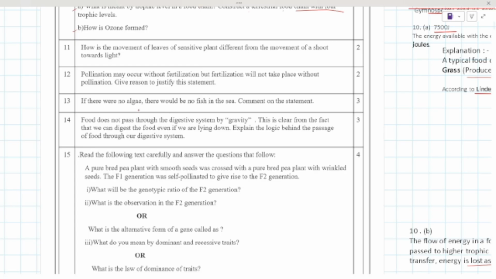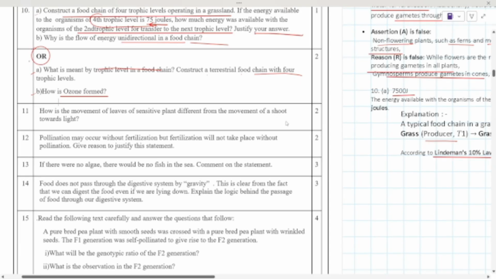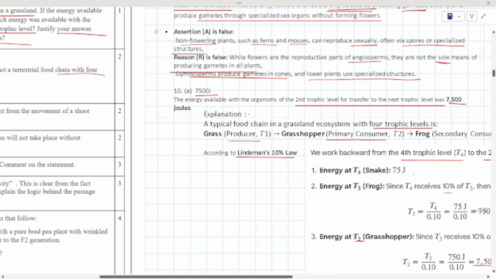Now the B number is how is ozone formed? Can you explain it? First you try, and after that I will explain. Any idea? Ozone is formed when O2 gets separated in the atmosphere, and another molecule of oxygen comes in to make O3.